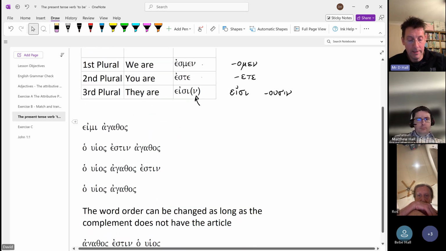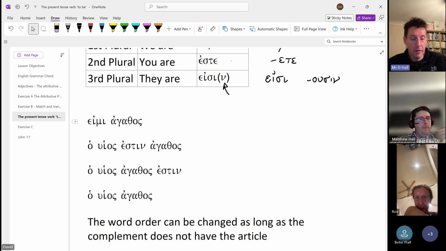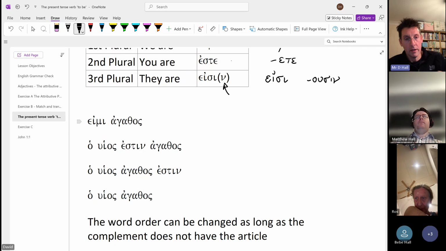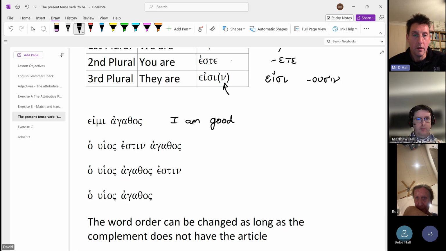Okay, but it's a little bit more complex than that, and we'll just take a few minutes to think about what's going on. So first of all, eimi agathos is going to be translated in the way you would expect it to. We can translate in order. So I am, and then I am good. Okay, and you can change the ending if you're a different gender. I'm going to go with masculine here. So I am good.